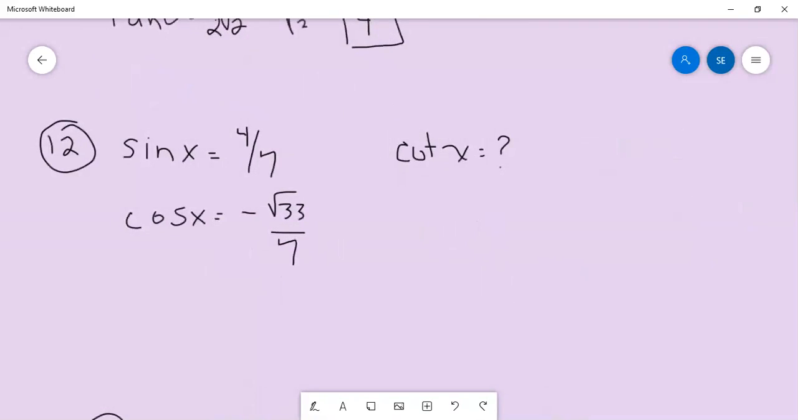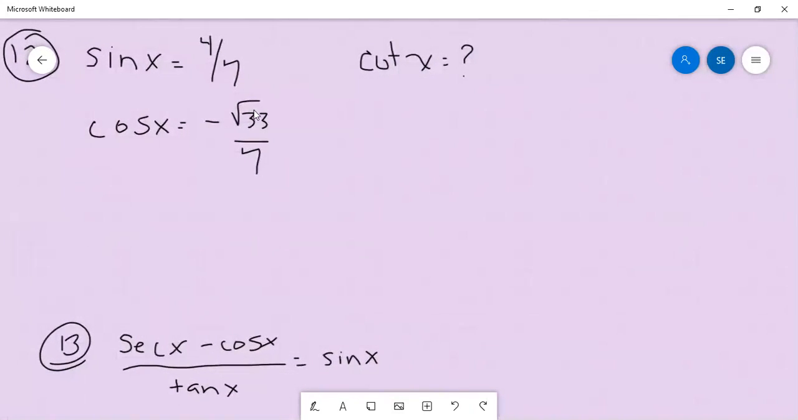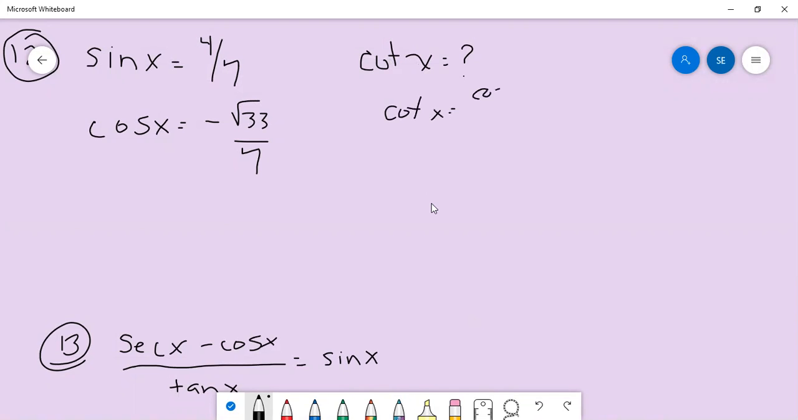The next problem tells us that sine of x is equal to 4/7, and cosine of x is equal to negative square root of 33 over 7. It's asking what cotangent is. Cotangent is the reciprocal of tan, so cotan x is cosine x divided by sine x. It's an identity that I think you should probably commit to memory.